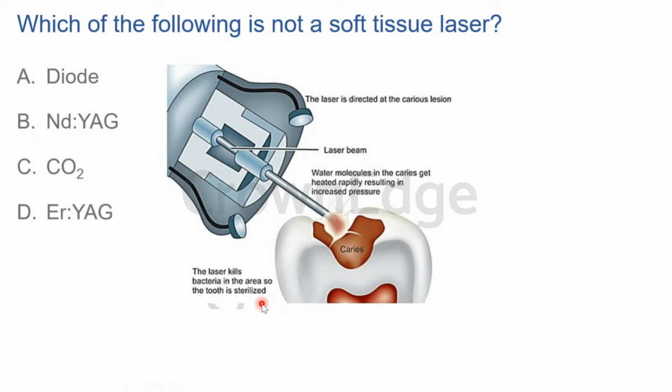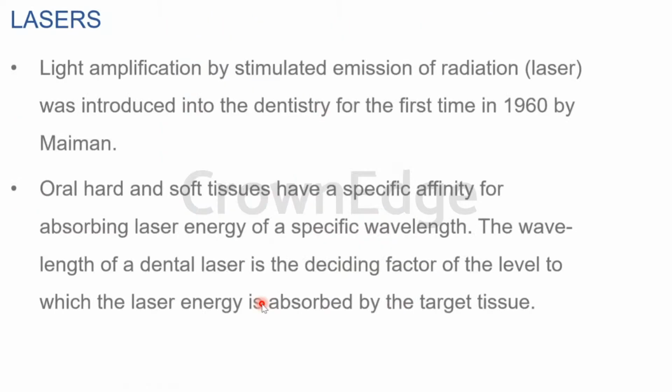Diode, ND-YAG, carbon dioxide lasers are all soft tissue lasers. So oral hard and soft tissues have a specific affinity for the wavelength. So the wavelength decides which laser it is. Is it a hard tissue or is it a soft tissue? Higher wavelengths are for hard tissue. Lower wavelengths are for soft tissue. So oral hard and soft tissues have a specific affinity for absorbing laser energy of a specific wavelength. So the wavelength of a dental laser is the deciding factor for what the absorbing target tissue is.